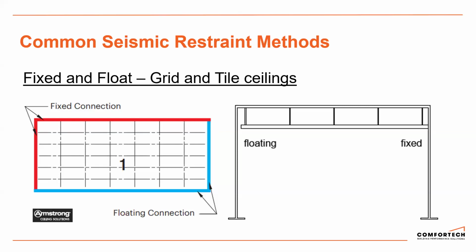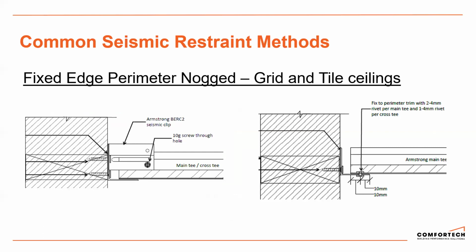So effectively, we have two edges that are attached to the structure of the building, so ideally perimeter walls. And then we have two that are effectively floating. And when we say floating, what we mean is that we have a proprietary clip, and it allows for the main tees and the cross tees to slide laterally in and out without falling out. We don't want them splaying apart, which in that instance, ceiling tiles could fall out.